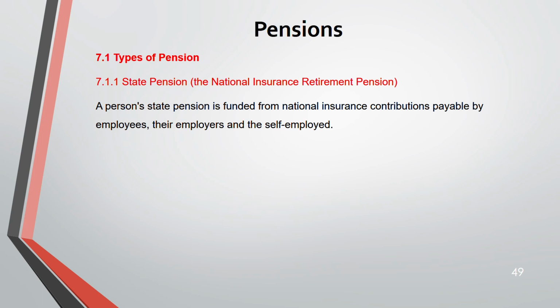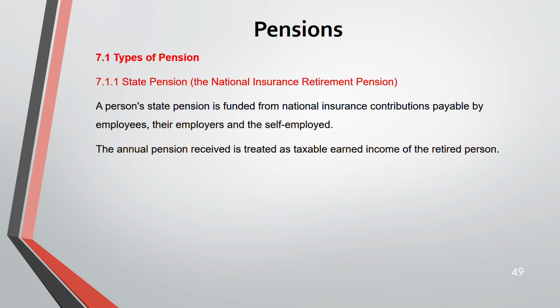These NICs are payable by employees and the self-employed. Later, we'll go through NIC. This NIC is in addition to the income tax that you pay to HMRC. Now, the annual pension that you receive is your taxable income. It's taxable earned income of the retired person.